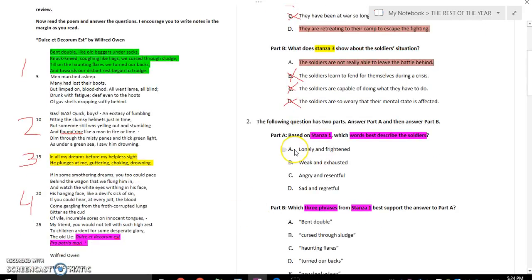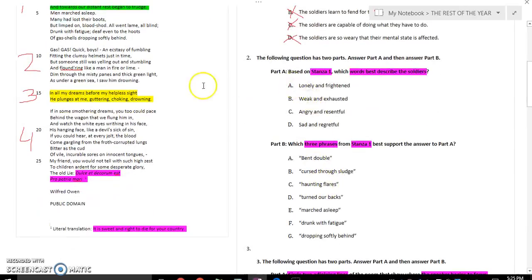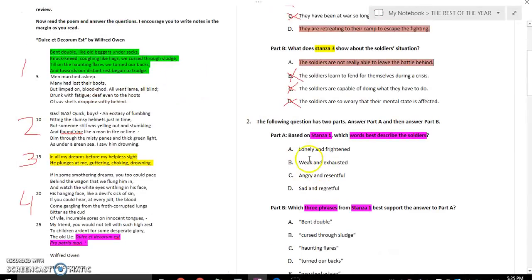Number 2. Based on stanza 1, which words best describe the soldiers? Okay, lonely and frightened. So I'm going to look through. I don't see lonely and frightened. Oh, we're looking for how they feel. Okay, so they are together, so they're not lonely. They're with their whole team, so they're not lonely.